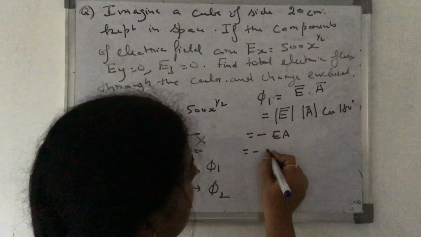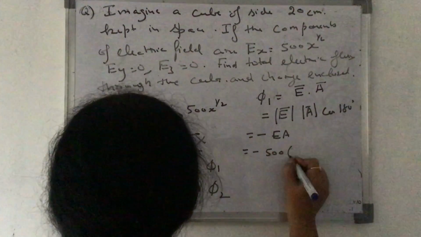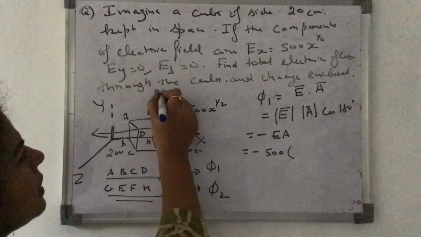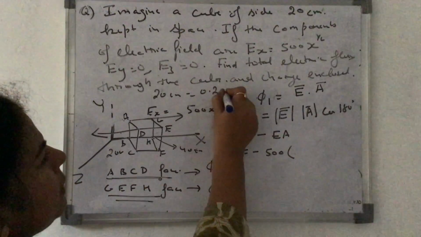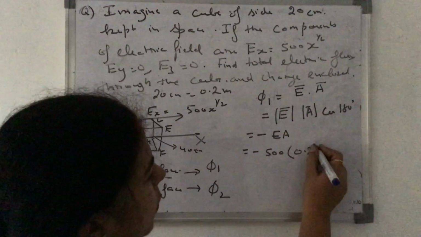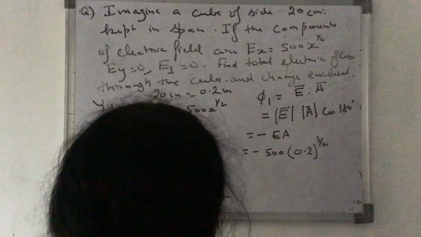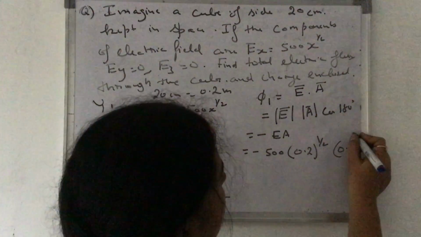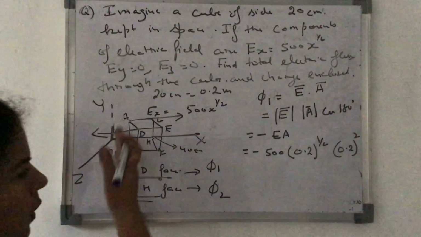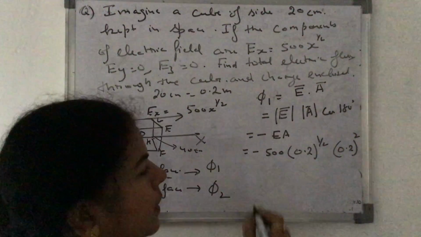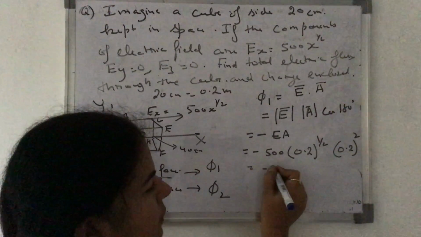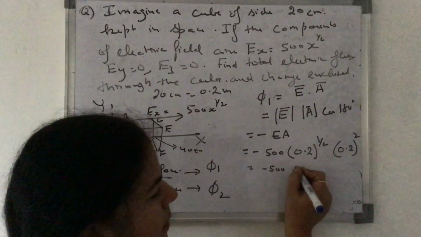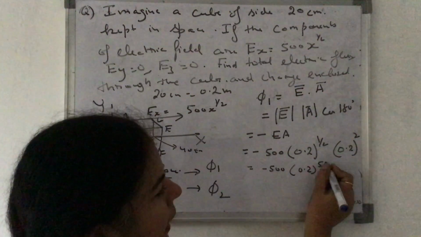What is E? E is equal to 500 x^(-1/2). Here the x value is 20 centimeters, convert that. 20 centimeters is equal to 0.2 meters. So it is equal to 0.2 raised to power half. Area we already know is 0.2 whole square, since each side of the square is 0.2 meters. So this becomes minus 500 into 0.2 raised to power 5 by 2.